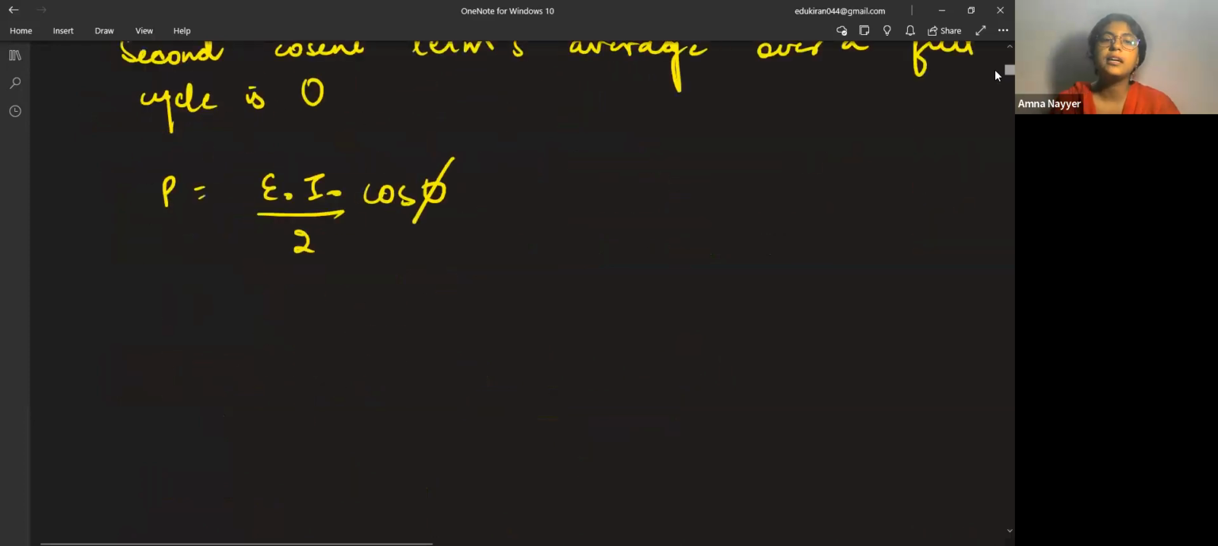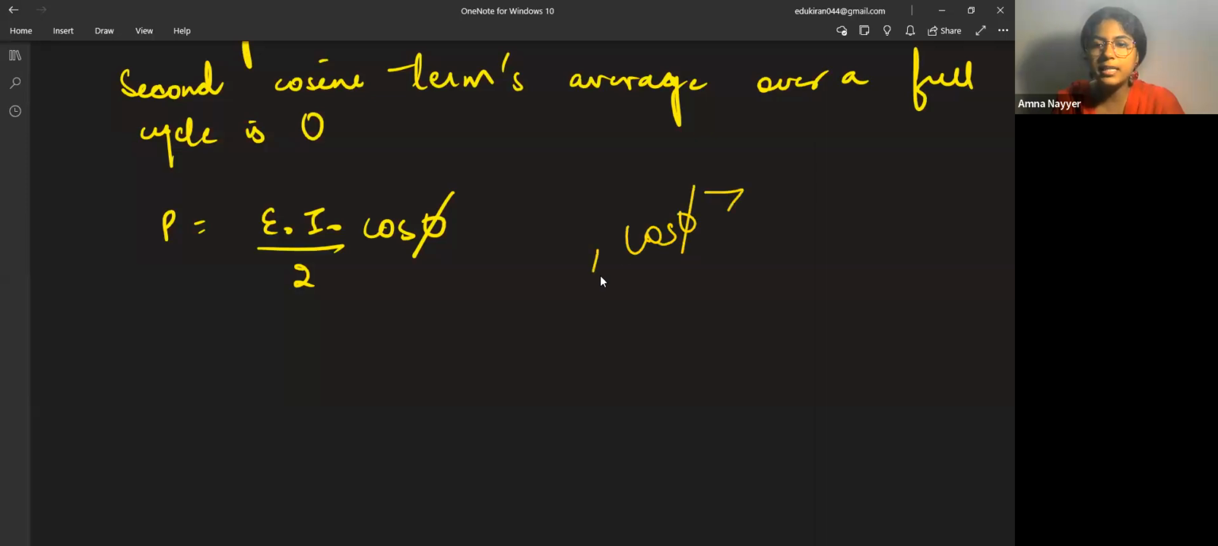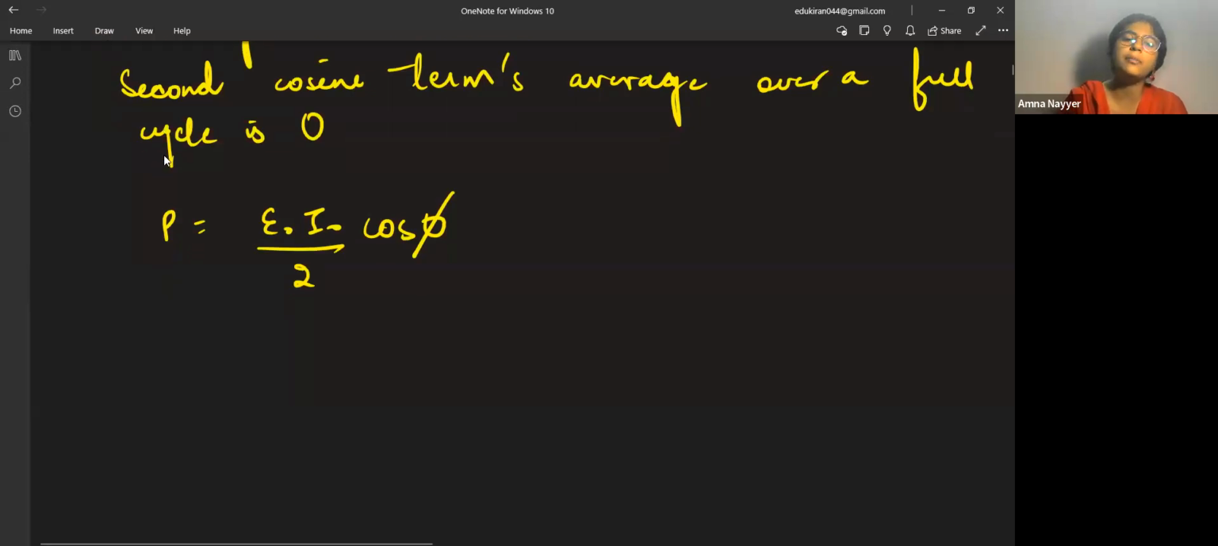See, the average of the second cosine term over a cycle is 0. We are talking about the alternating current. So when we are talking about one complete cycle and taking an average, somewhere you will find this symbol kept in the textbook, in a reference book also. That means average is taken. So it is E naught into I naught cos phi by 2.